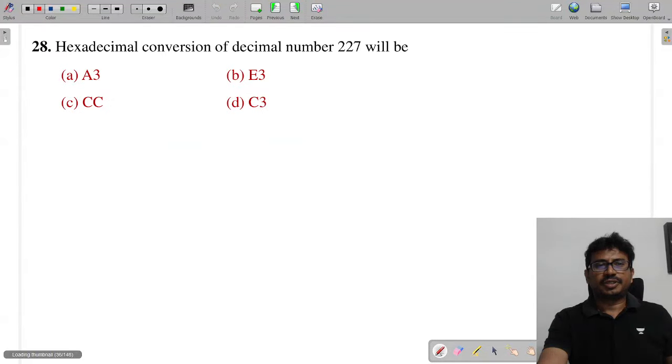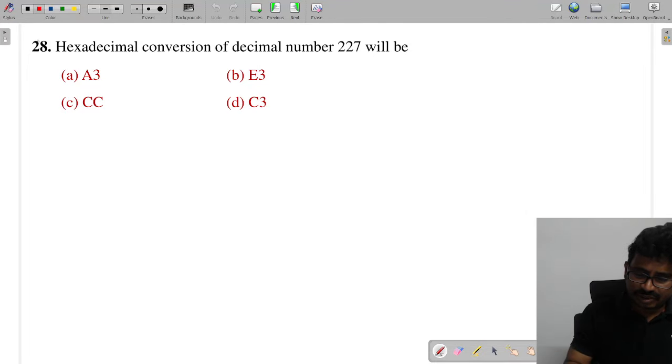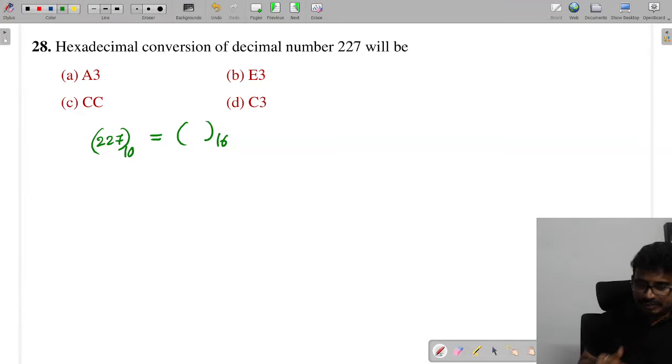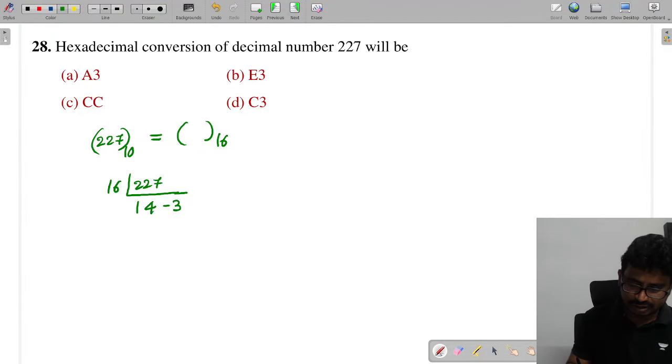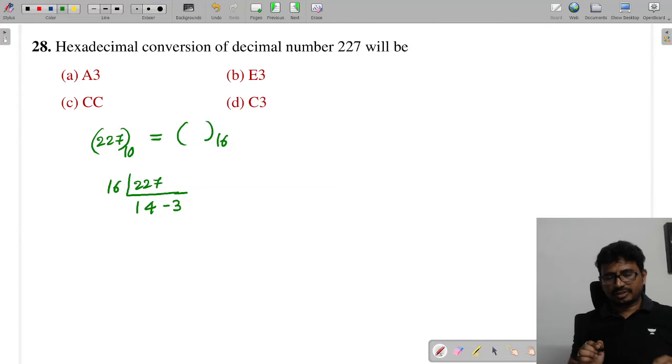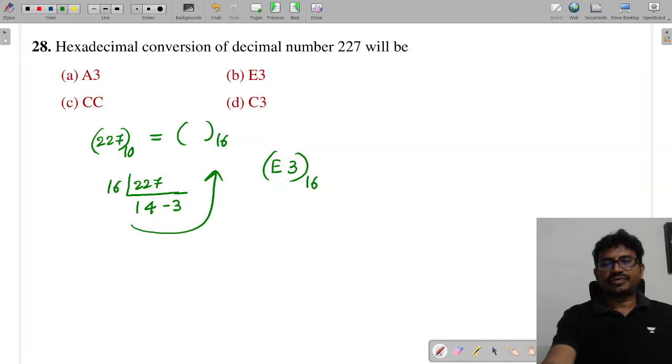Right. Next one. Hexadecimal conversion of the decimal number 227. The decimal form is given, that is 227. We should get the hexadecimal form. So what can we do here? Divide by 16. So this is 227. 16 ones are 16. How much is left out here? 67 is left, isn't it? So 16 fours, and 3 is the remainder. That's all. Okay, 14 means E. So what we can write here is 14, which is E, and 3. This is in hexadecimal form.